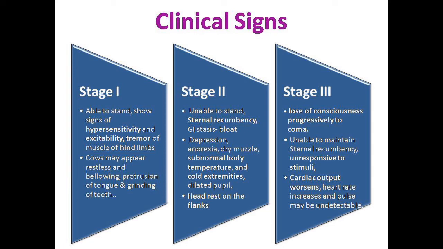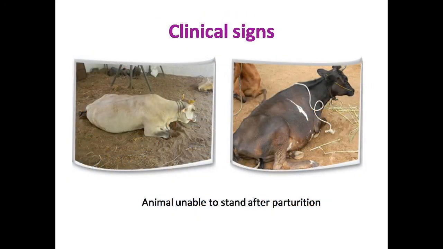Then stage 3. In stage 3, the animal loses consciousness progressively to coma. The animal is unable to maintain sternal recumbency and there is lateral recumbency. The animal becomes unresponsive to stimuli, and the cardiac output worsens. Heart rate increases, going up to 120, and the pulse may be undetectable. If treatment is not given at this stage, the animal may die due to cardiorespiratory failure. So these are the signs of milk fever.